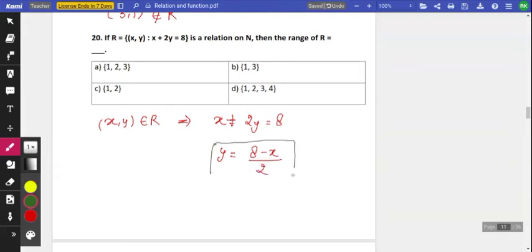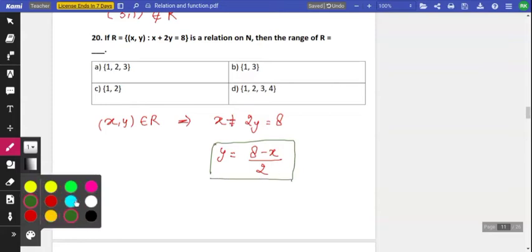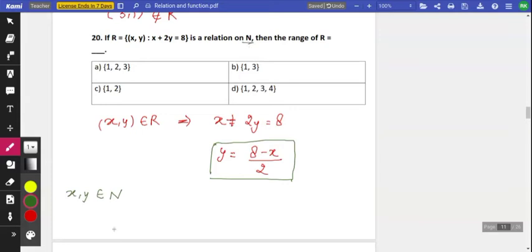The range of relation R is for x and y belonging to natural numbers. Suppose x is equal to 1, then the value of y is 7 by 2. It means y is 7 by 2, which does not belong to natural numbers. So in this case we take x as an even number only, because if we take x as an even number, then we get y only as a natural number.